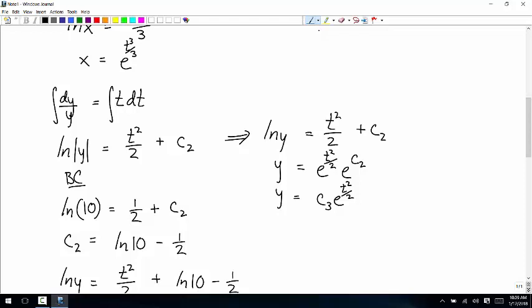I dropped the absolute value because the boundary conditions were positive, so I just took it as a function that's dealing with positive y's.